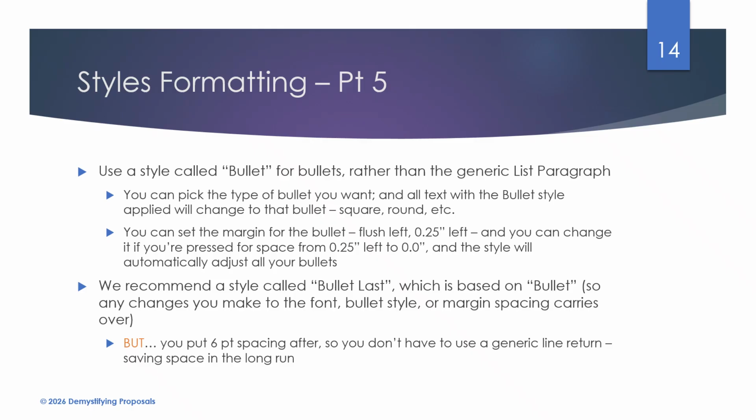As I said, we also recommend a style called bullet last. It should be based on bullet, so when you're setting it up, you want to base it on bullet. That way, any changes you make to the bullet style also apply to the bullet last style. So if you change the font or you change the actual bullet style from round to square or whatever, and the margin spacing, all of that carries over into the bullet last style. But then you can put that 6-point space after, so you don't have to use a line return. And again, that can save you space in the long run. When you're running out of space in a proposal, these are the kinds of things that can save you so much time and energy and formatting. So again, I hope that by now I've convinced you that styles are your friend and to learn how to use them.